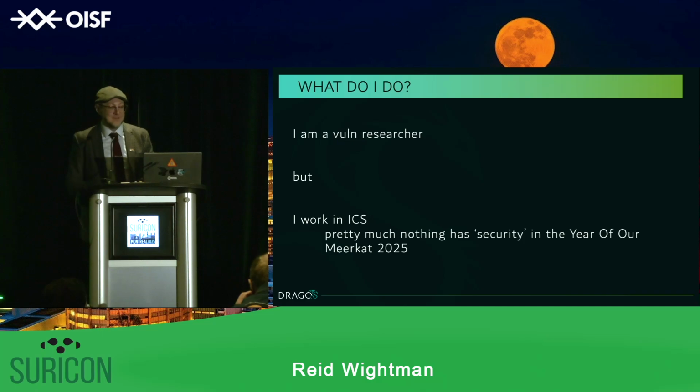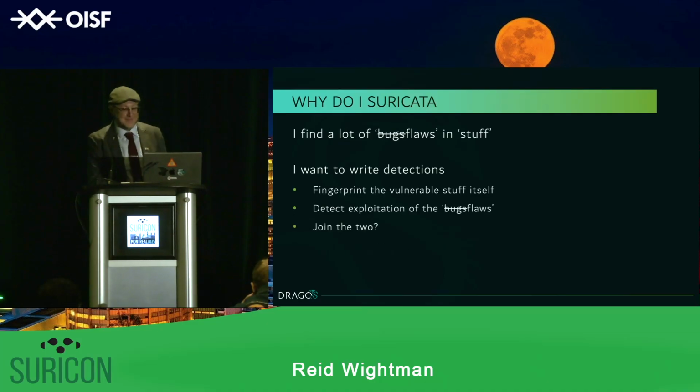So I'm a vulnerability researcher at heart, but I work in the industrial space. And in ICS, if you know anything about it, you know most of the protocols that we deal with are unauthenticated. There's no data integrity. There's basically no security in any of the industrial protocols. So I find a lot of bugs or flaws, or whatever people call them, in the industrial space. And there's two sides to that, right?